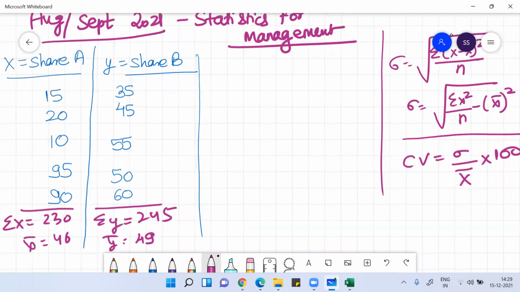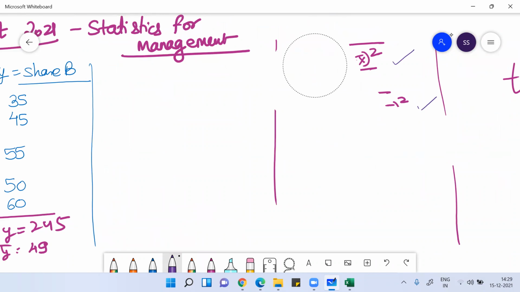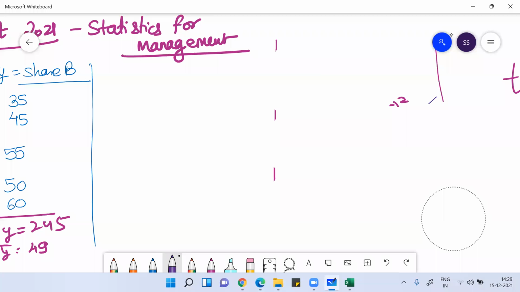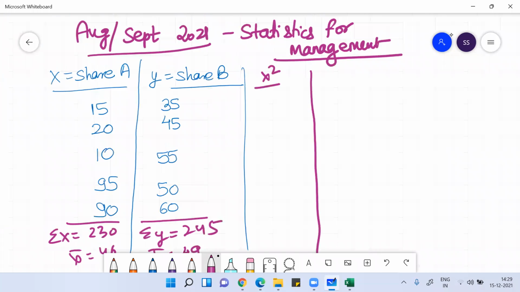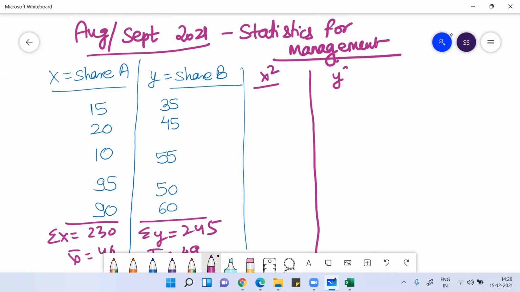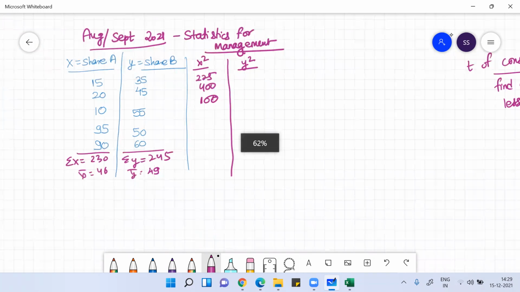Now you have two formulas of standard deviation. Either formula you can use, you will get the same answer. I'll use both formulas to show you that you get the same answer. In the exam, you just need to follow one formula. The purpose of doing it by two formulas is just to give you confidence. So you can find x square and then y square. The x squares are 225, then 400, then 100, then 95 square is 9025.